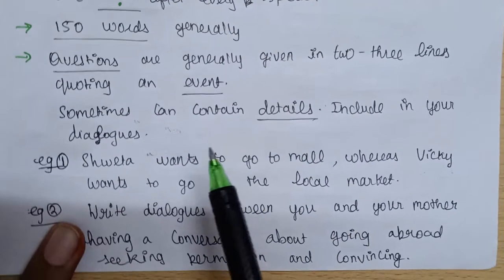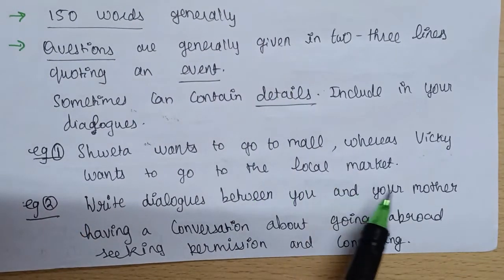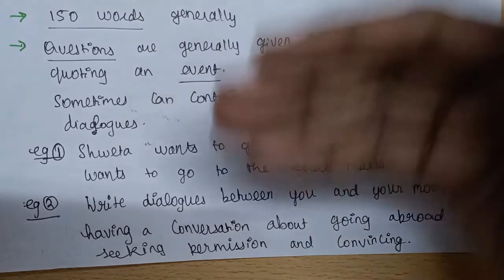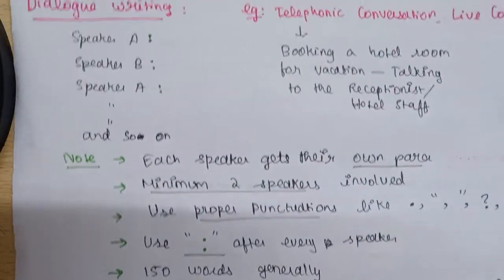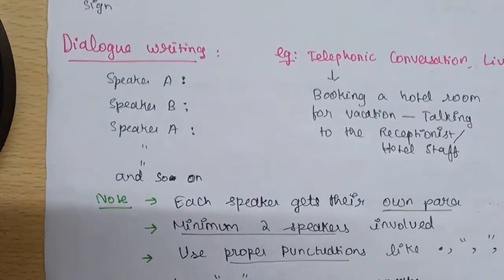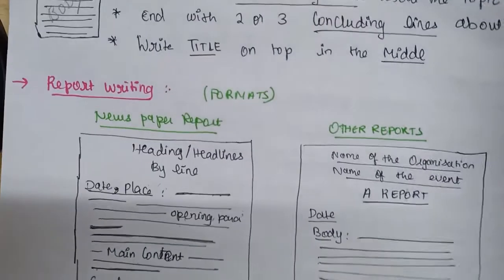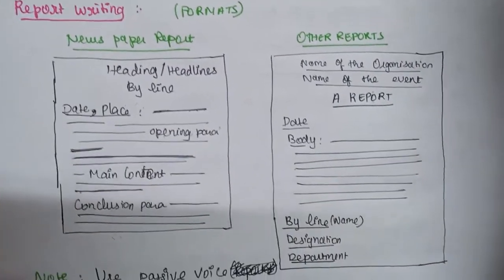Okay. And then another one you can see here. Write dialogues between you and your mother, having a conversation about going abroad, seeking permission and convincing. So you have to convince your mom about going abroad. You have to ask her permission. So there is a conversation between you two. So you have to write it as dialogue writing. Okay. This is one question that generally comes for 10 marks. So this is all that you have to study regarding the writing part.